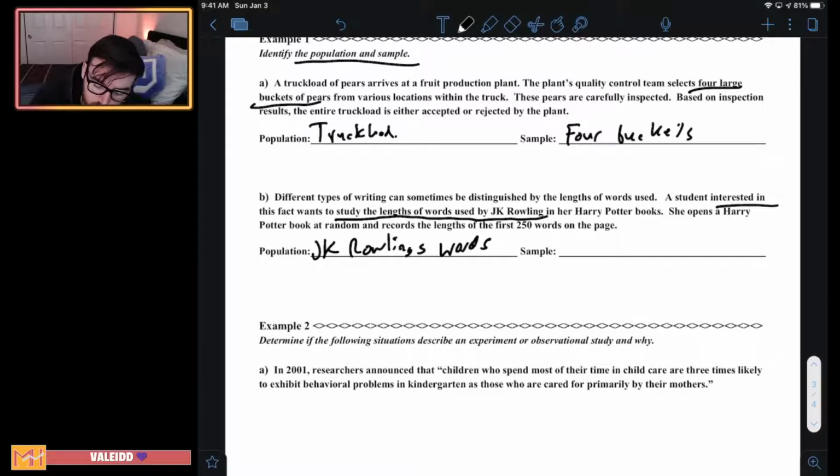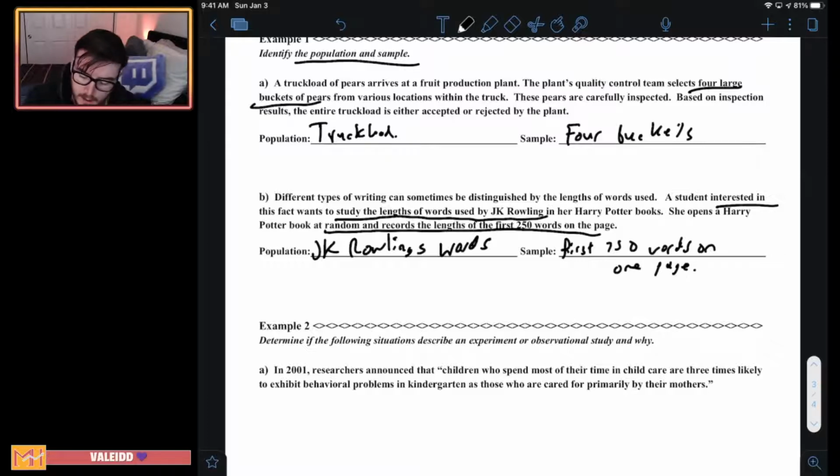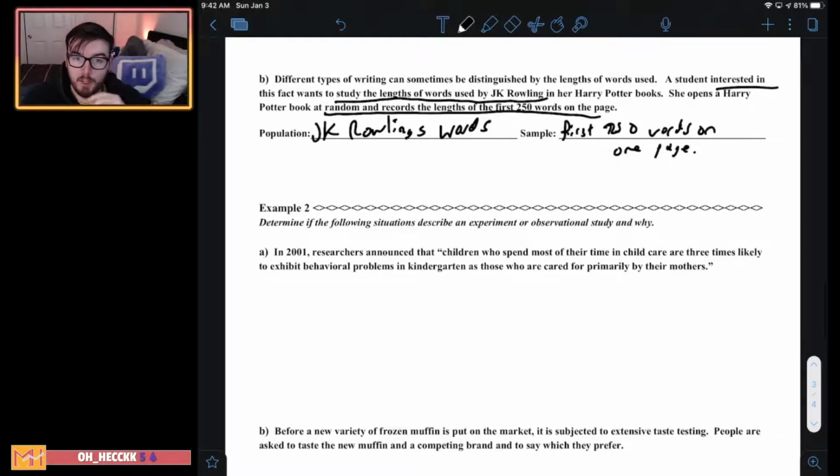So that's what the student wants to study, and they pick at random the first 250 words on some page. So that's their sample. In no way did this student read every single book and record the length of every single word. That would take nearly forever. So they chose one random page and took the first 250 words. That's the sample. So the population is the big group, the sample is the small group.